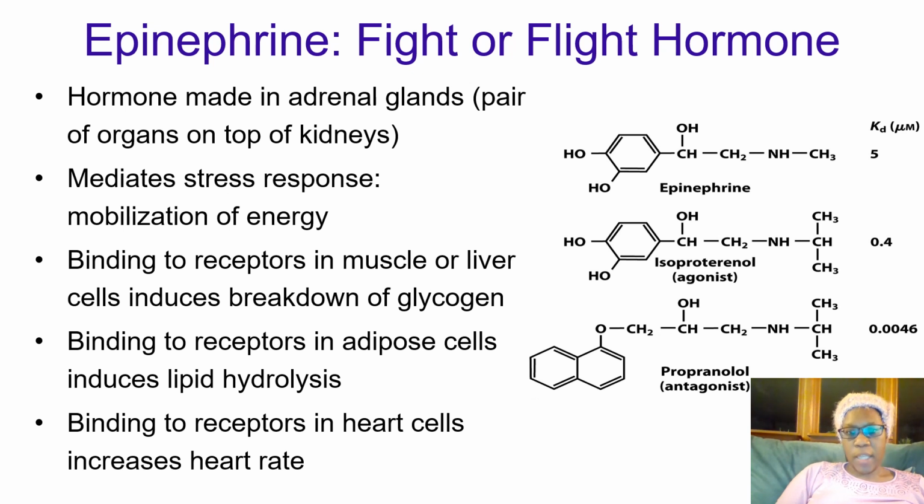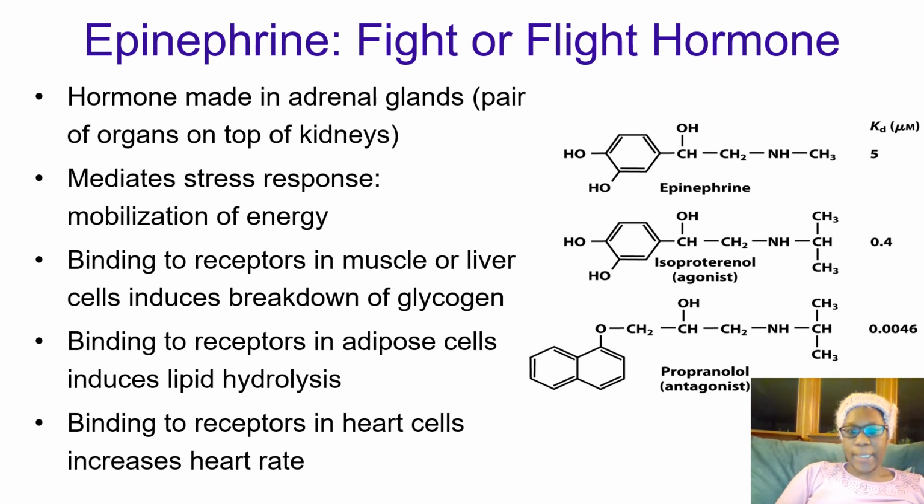So underneath the structure of epinephrine, we have the structure of an agonist, isoproterenol. It's an agonist because it binds to the same receptor as epinephrine and elicits the same response. Its KD is even smaller, which means it's a better binder, which means it elicits more of a response.